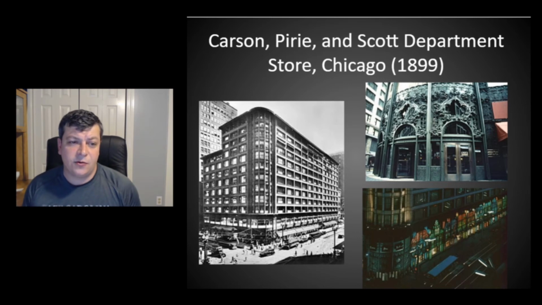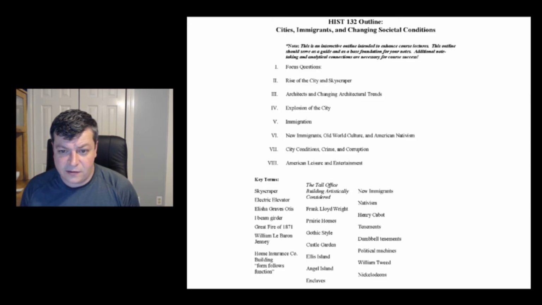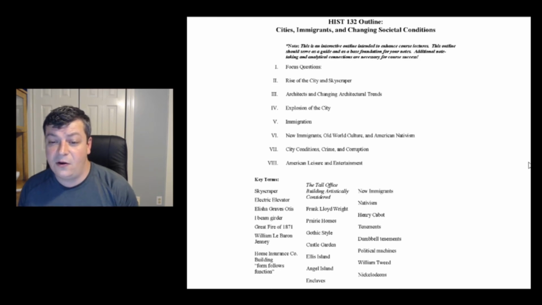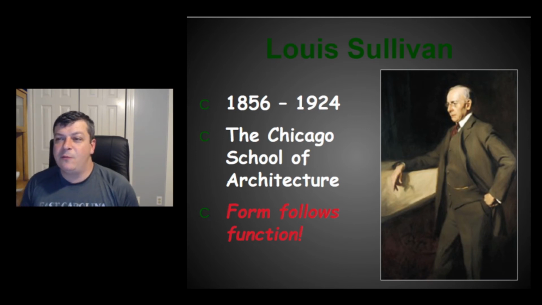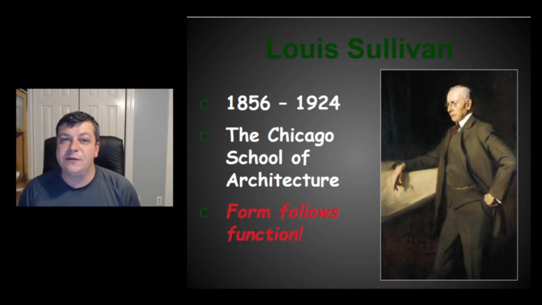And it's in this article. You can find the title for that on our outline. Right here, it is the first term in the second column, the Tall Office Building Artistically Considered. And it's in this work that Sullivan really works through or explores some of the ideas that we find so prevalent in the American office building or skyscraper. And what he said is that in every object, the form of that object follows its function.